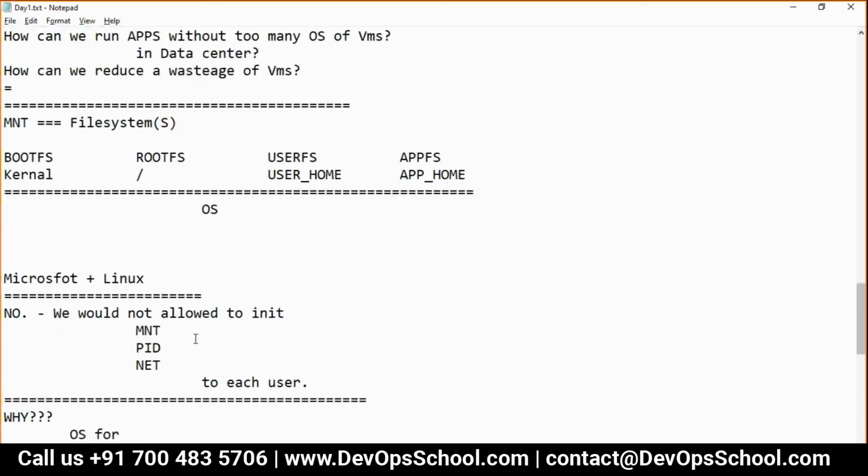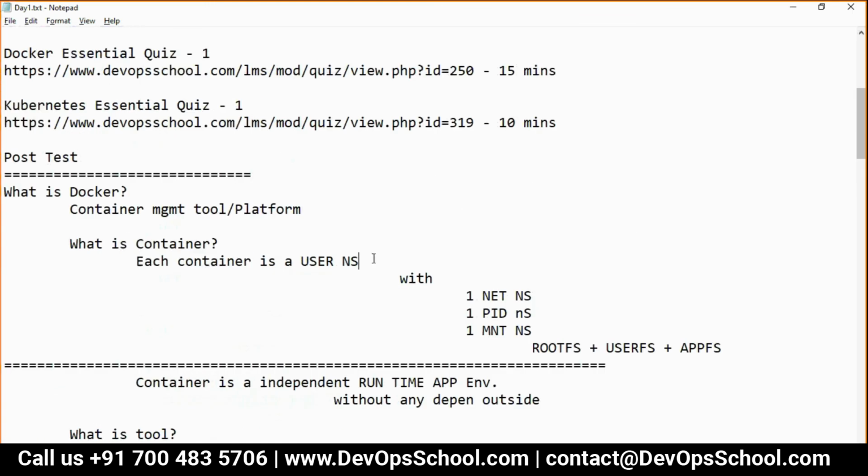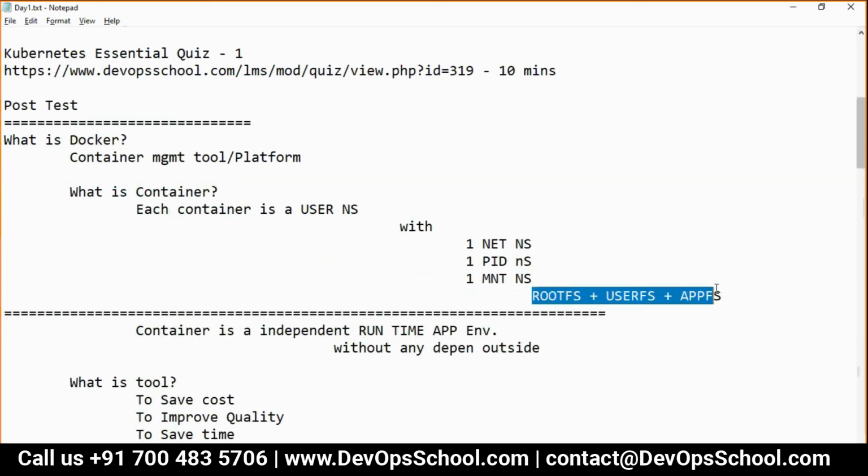So what we did, we started creating a user. Each container is a user namespace with one network, one PID, and one MNT. Where is this MNT? It is nothing but the root file system, user file system, and application file system. Okay. Now who's doing it?